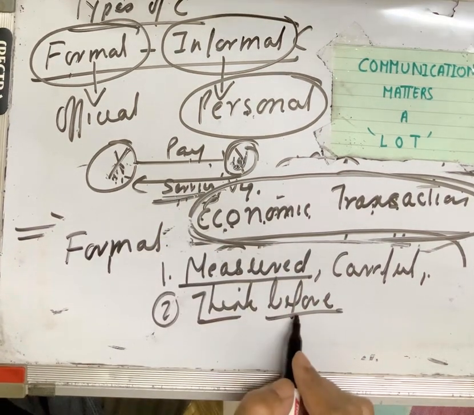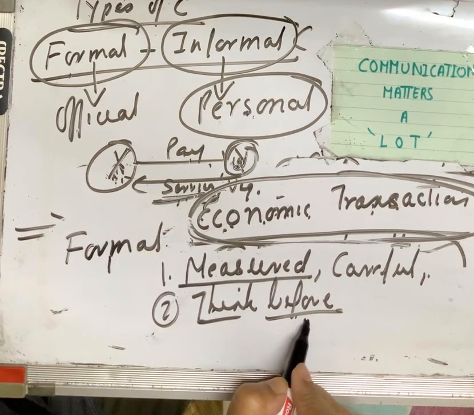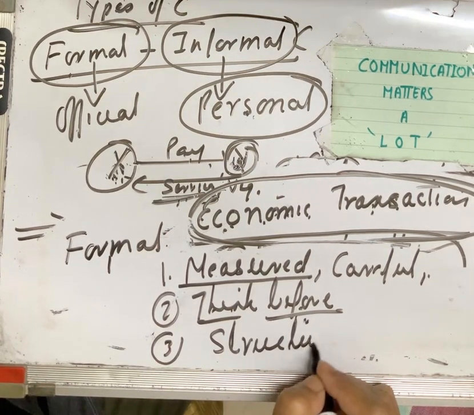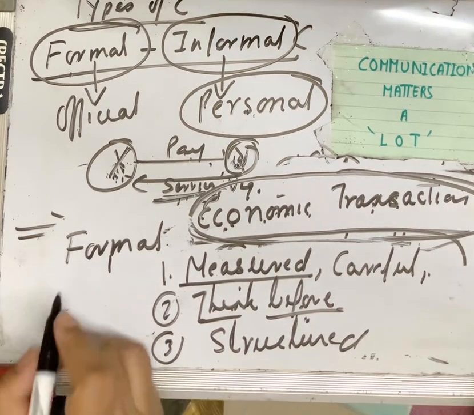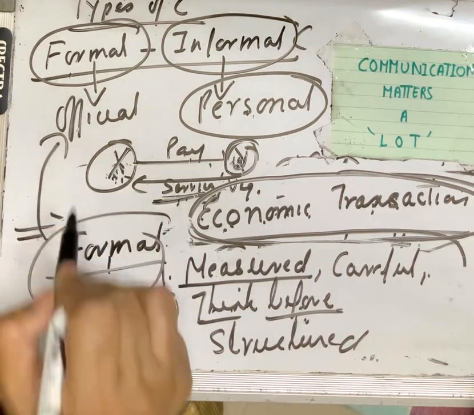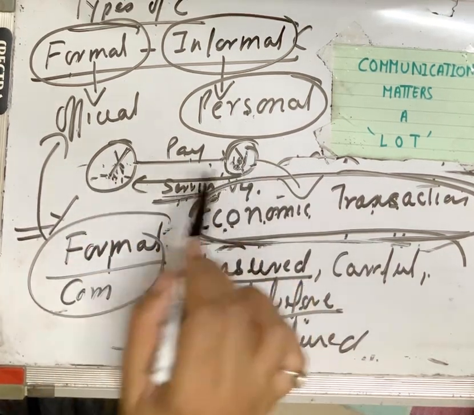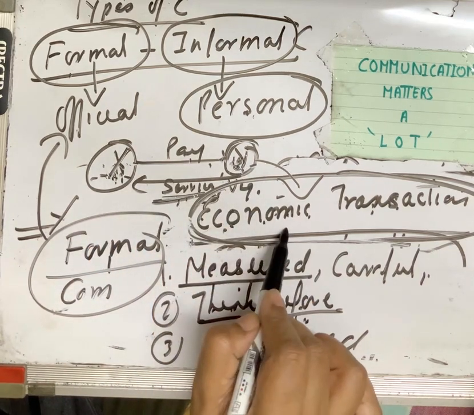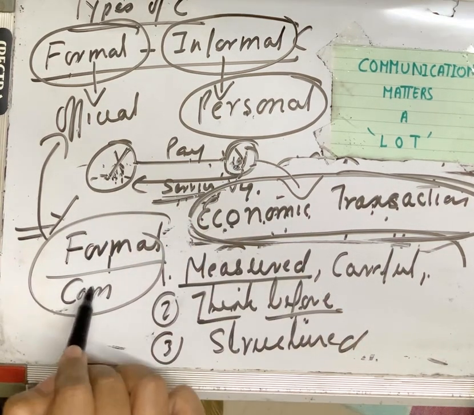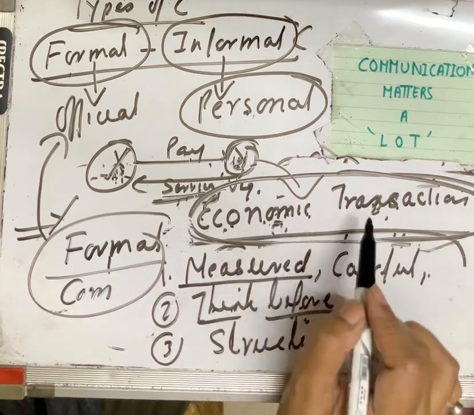Before you talk to your teacher, your principal, and especially your vice chancellor, you will think twice before speaking. So it is premeditated communication. Because you think, your communication is structured. So what you see is that formal communication is official communication, and it is based on the relationship between the communicators, the sender and receiver. The relationship has to be based on economic transaction. So sender and receiver will communicate formally when the relationship between them is based on some form of economic transaction.